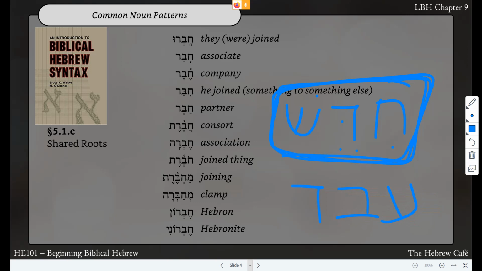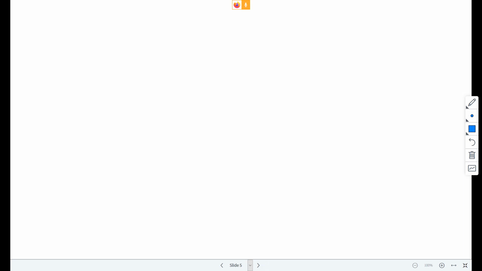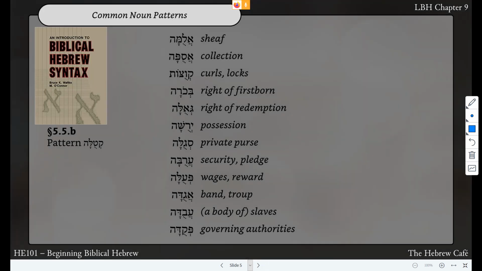So if you have eved, slave, it can take different patterns, and that same root could mean avad, he worked, or avdut, slavery. And then you've got an ending ut that's added to that root. That's what we're going to look at today, basically. All of these, they don't share a root, because you can have words with a common root. They don't share a root, but they share a pattern.